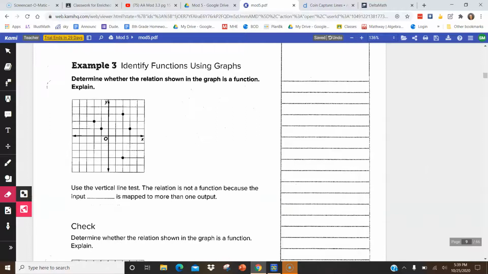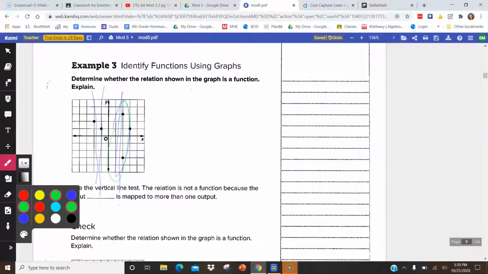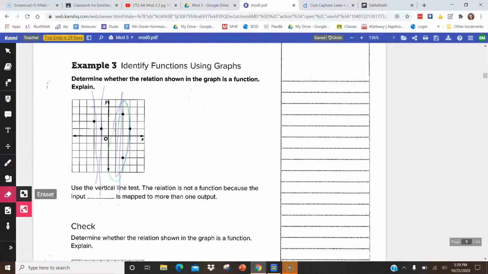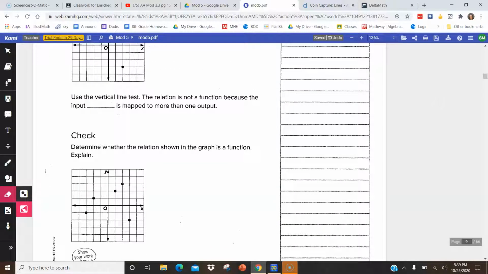All right. Example 3. I'm looking at this stuff here. Is this a function? Can I do my vertical line test? Only hit 1 point. Only hit 1 point. Only. Right there. Yep, that's hitting 2 right there. That's bad. That is not a function. So I hit 2 of those guys right there. It's not a function.